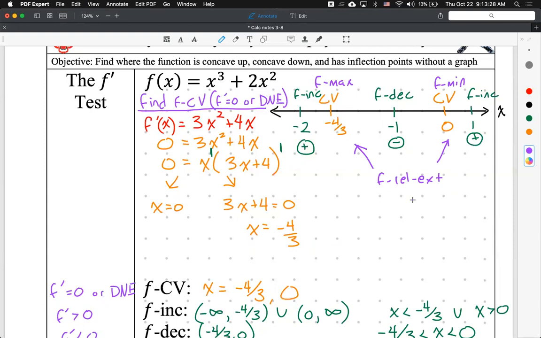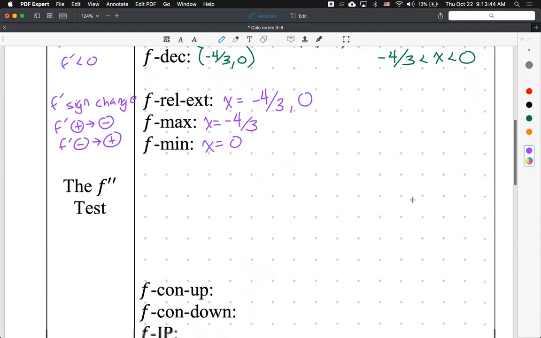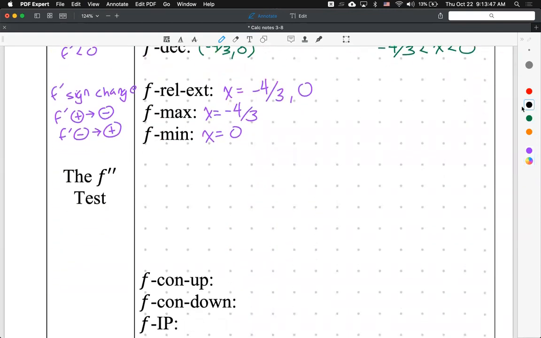Okay, now it's time for our new material, the F double prime test. So I know that we've already drawn one line. We're going to draw a second line because otherwise it's going to get too hectic on here. You're like, was that an inflection point? Was that a CV? Was that F increasing? Like, it's going to be so messy. You need to have a second line. So make our second x-axis.